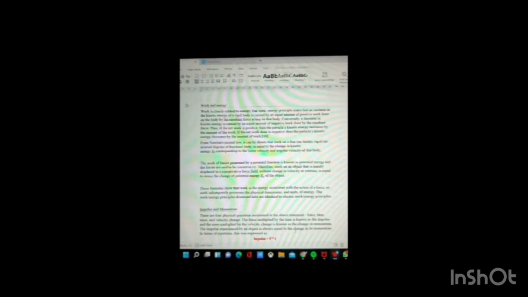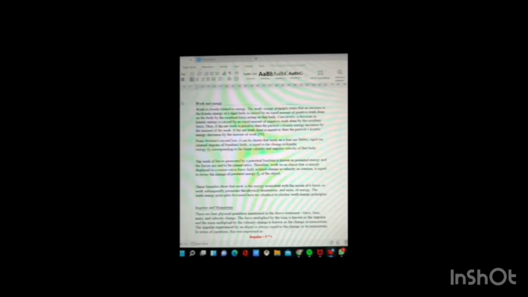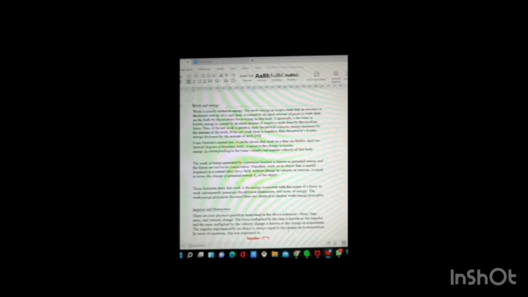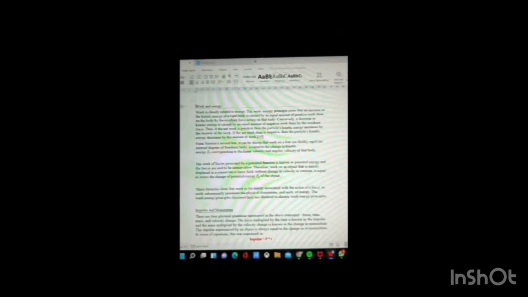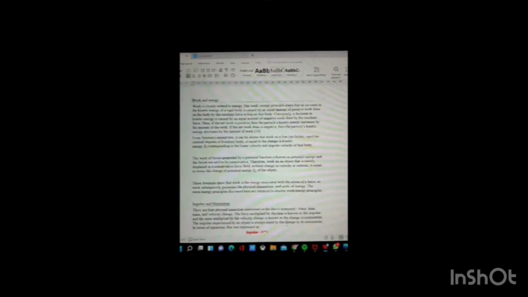The work of forces generated by a potential function is known as potential energy, and the forces are said to be conservative. Therefore, work on an object that is merely displaced in a conservative force field, without change in velocity or rotation, is equal to minus the change of potential energy of the object. So, the formulas that we are going to share show that work is the energy associated with the action of a force. So, work subsequently possesses the physical dimensions and units of energy.